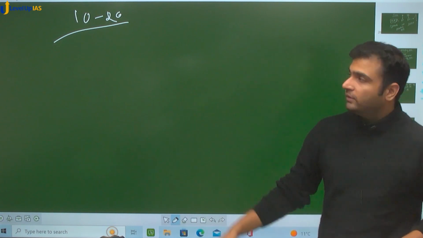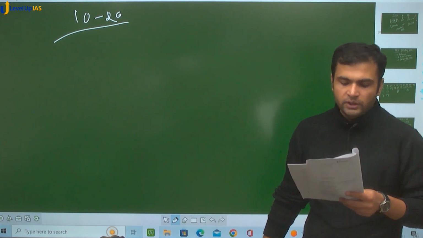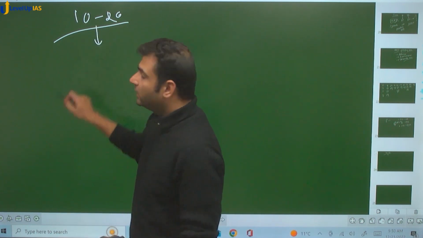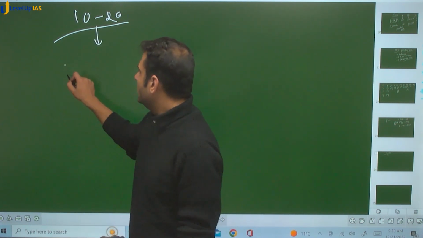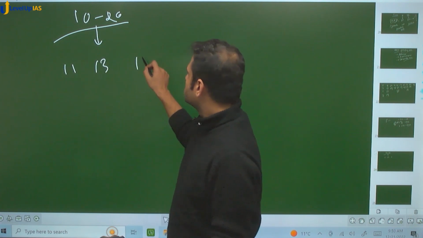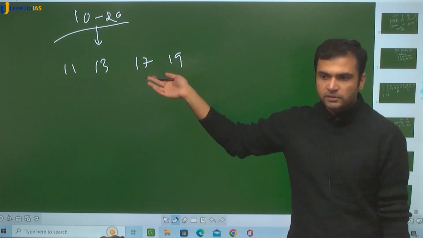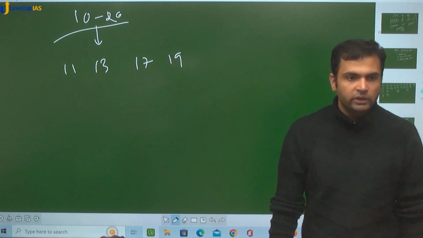Can we find this out based on data given in statement 1? N is prime. How many primes are there here? 11, 13, 17, 19. So we cannot find n uniquely here. There are 4 possibilities. So statement 1 alone is definitely not enough.